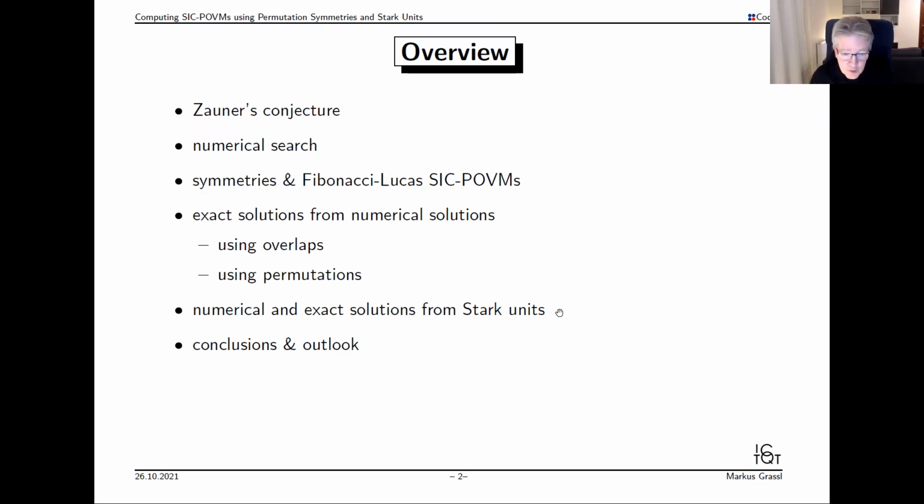I will give you a bit of an outlook, and already now I give you the spoiler. We still have no proof for the existence of SIC-POVMs from an infinite sequence of dimensions, but I hope that this talk and our work will give you a bit more of an idea how we could achieve that goal.